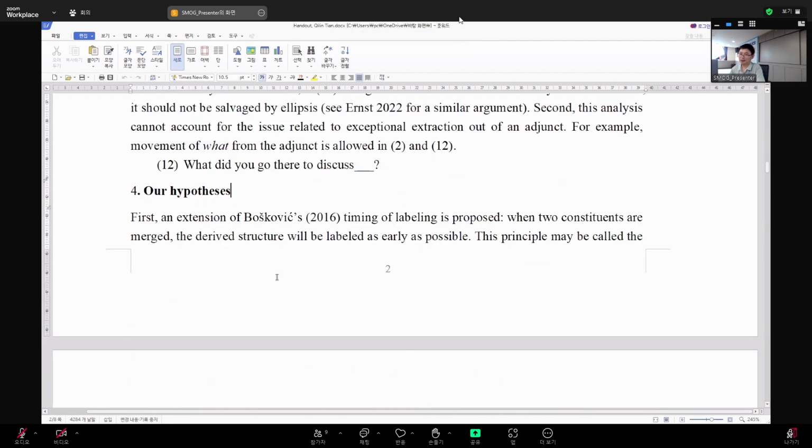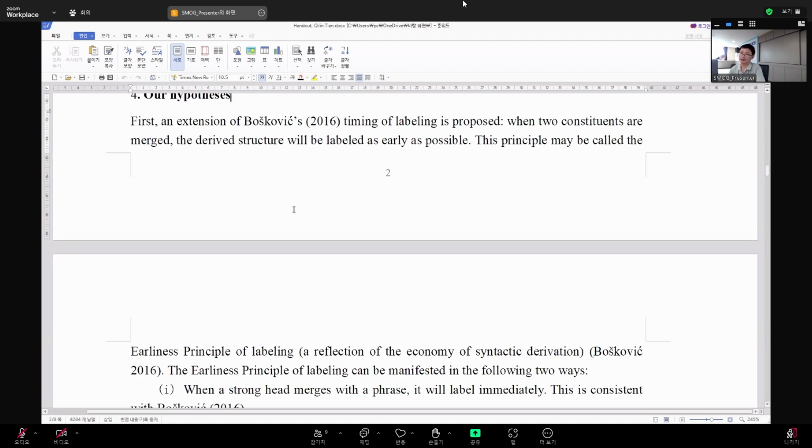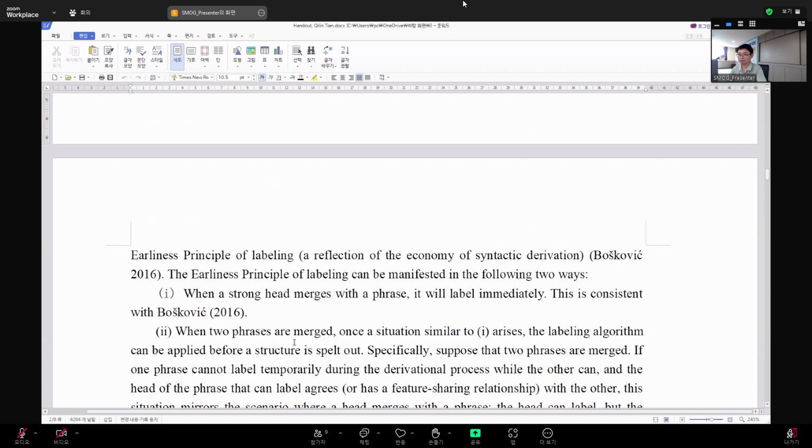I think although his hypothesis has problems, it has advantages. What I want to do is to extend his hypothesis and try to explain element based on his assumption. First, I think we can extend his timing of labeling hypothesis. That is, when two constituents are merged, the derived structure will be labeled as early as possible. This principle, I think, can be called the earliness principle of labeling, which is a reflection of the economy of syntax derivation.